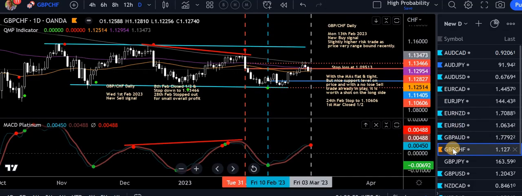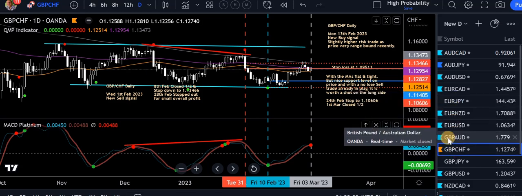Pound Swiss, highlighted in orange. Now, I forgot to tell you what the highlights mean. The orange means I want to talk about it in the video. Light blue means trade on and some trade management taken. Dark blue, trade on, no management taken as yet. No highlight, no trade on. So pound Swiss, highlighted in orange.